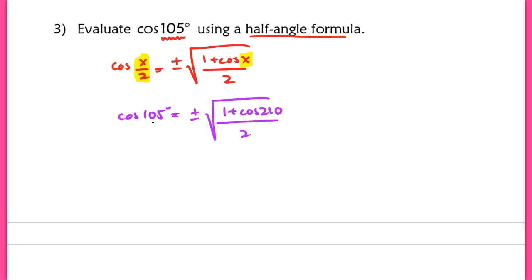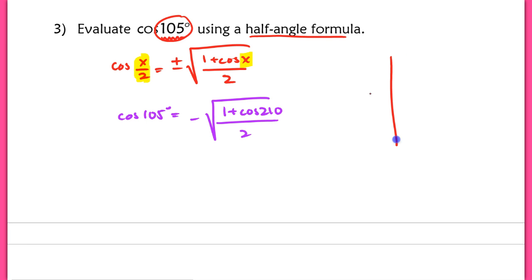Okay, now there's some things we have to consider here. Obviously, we need to figure out what the cosine of 210 degrees is, but we also need to figure out about this positive or negative thing. Remember, it's not both, it's one or the other. So the cosine of 105, that angle here, 105 degrees, is in the second quadrant. So that means that the cosine here should be negative overall. So I'm actually going to get rid of that positive. I know my answer here should just be negative square root of 1 plus whatever the cosine of 210 is, divided by 2. So now we have to consider what is the cosine of 210.